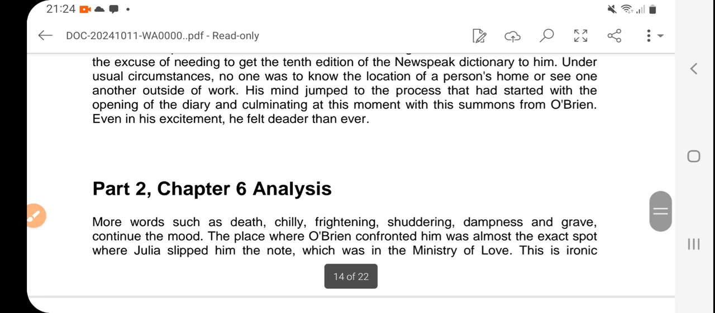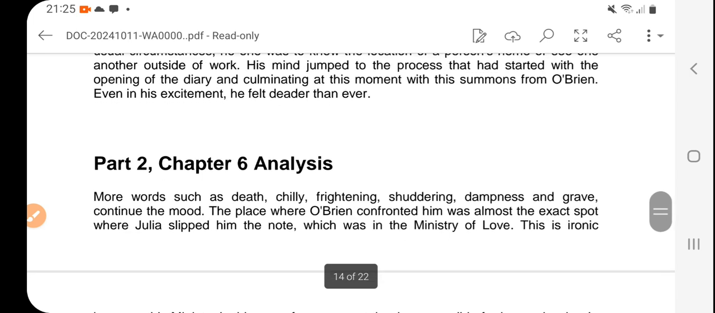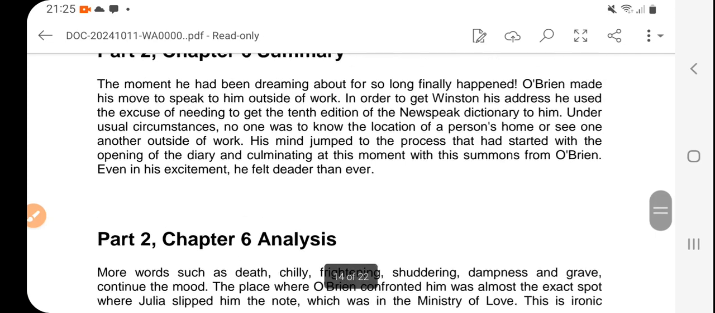Under usual circumstances, no one was to know the location of a person's home or see one another outside of work. His mind jumped to the process that had started with the opening of the diary and culminated at this moment with this summons from O'Brien. Even in his excitement, he felt more dread than ever.